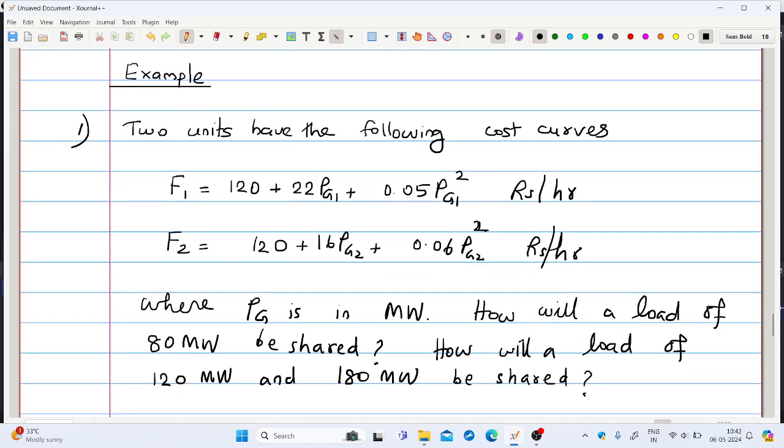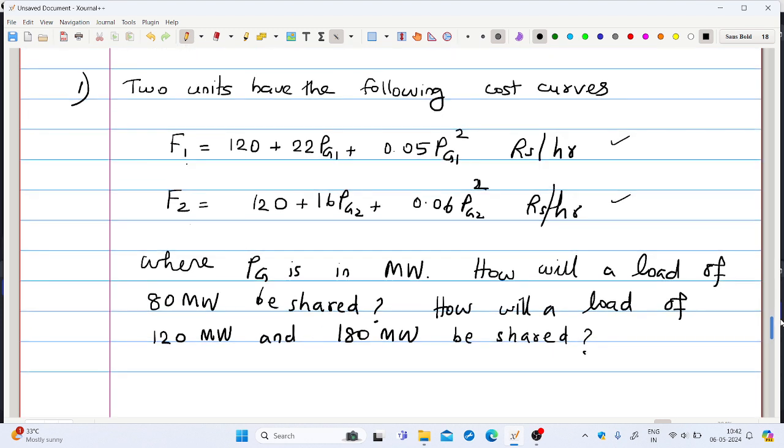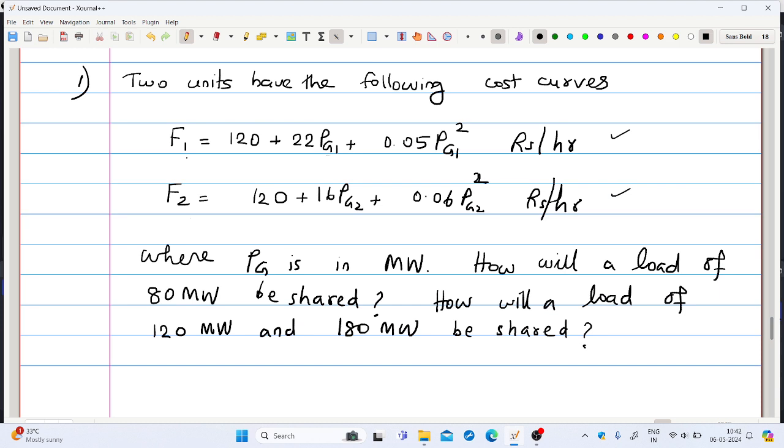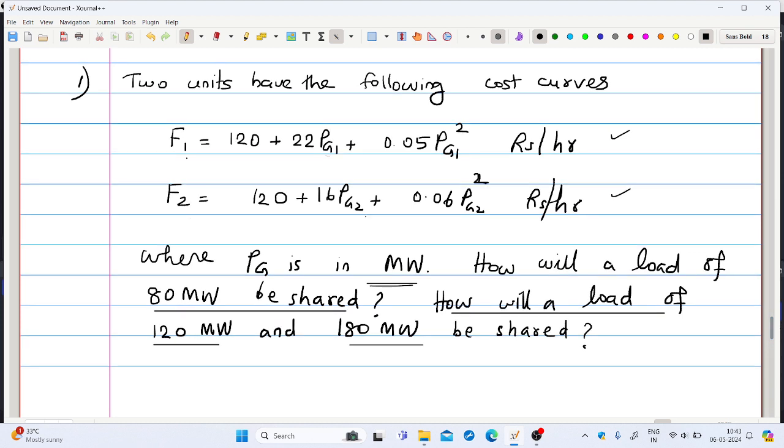One example is written here. We have two units operating with the fuel cost curves F1 and F2 in rupees per hour, given here, where the generations PG1 and PG2 are expressed in megawatt. How will a total load of 80 megawatt be shared among these two generators for economic operation? And there is a second part: how will loads of 120 megawatt and 180 megawatt be shared? For economic operation, we know that dF1 by dPG1, the incremental fuel cost of the first plant, must be equal to the incremental fuel cost of the second plant, dF2 by dPG2.